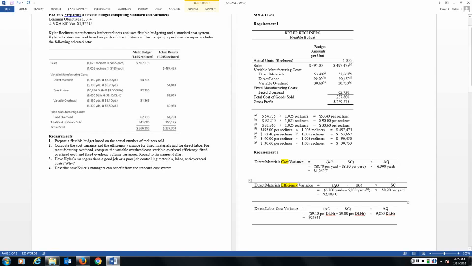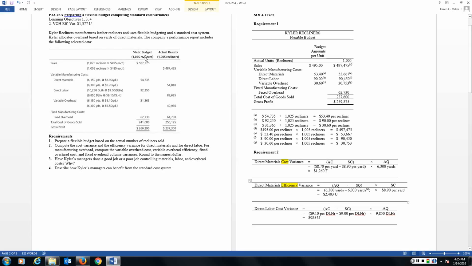In our efficiency variance, I'm looking at quantity, not cost. And so I actually used 6,300 yards of material, we see here, versus 6,030 yards. Okay, well, wait a minute, this changed. I estimated 6,150. Why is my estimate or my standard here 6,030? This goes back to our flexible budget.